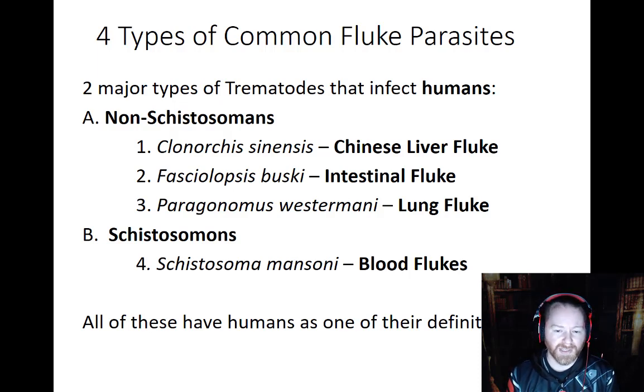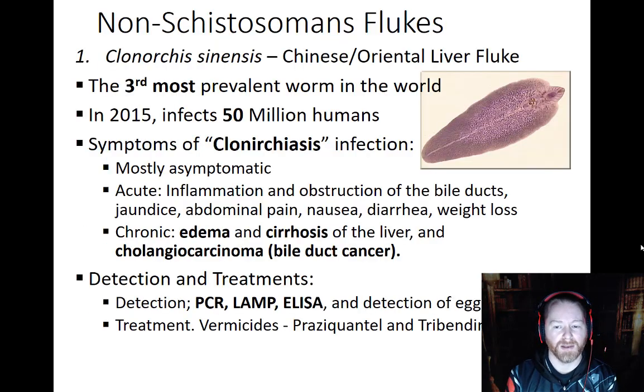And so each of the ones you can see up here on the screen, we're going to take a look at and talk about essentially what diseases they cause, what the symptoms are, and what some of the treatments are that you'll give them. So the four big ones are the Chinese liver fluke, the intestinal fluke, the lung fluke, and the blood fluke. And all of these actually have humans as their definitive host. So let's just look at the first of the non-schistosomins. Let's look at the Chinese or the Oriental liver fluke.